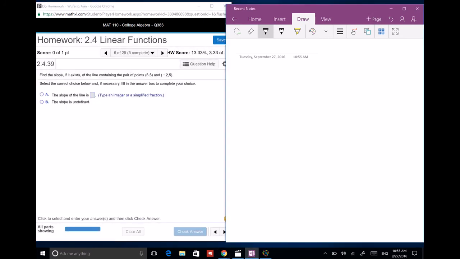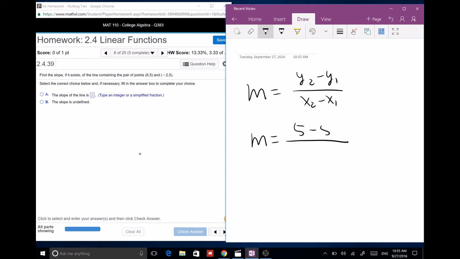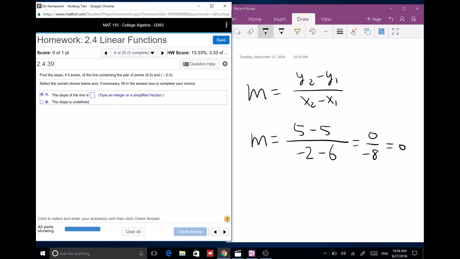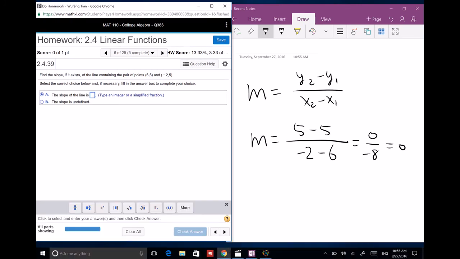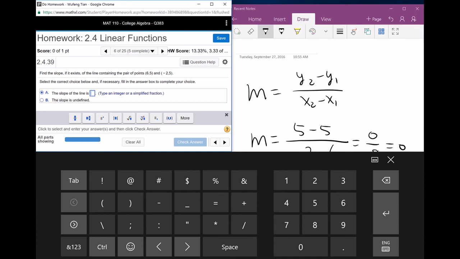Okay, and problem 6. Find the slope if it exists. Slope formula: m equals y2 minus y1 over x2 minus x1. The 2 points are given, so we just plug it in. The numerator is 5 minus 5, and the denominator is negative 2 minus 6, which is 0 over negative 8, which is 0. So the slope of the line is 0. Okay, great.